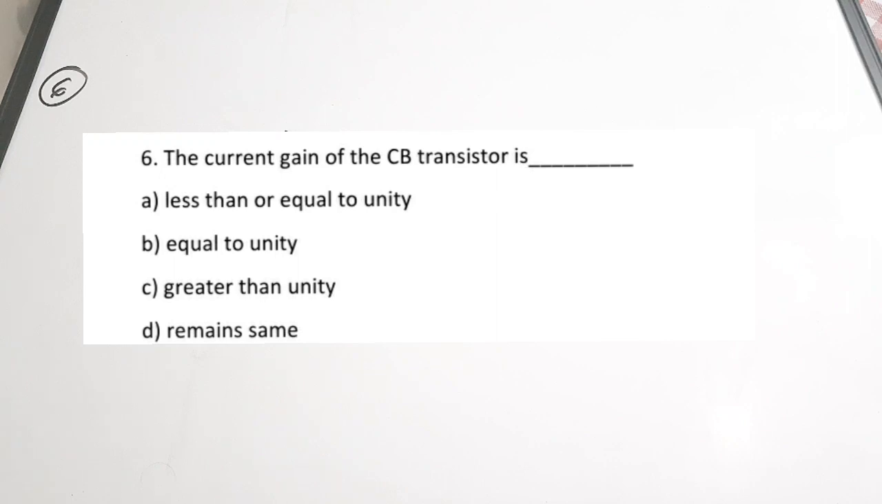The sixth question. The sixth question is, the current gain of the common base transistor is dash. So it is asking about the value of the common base current gain. A, less than or equal to unity. B, equal to unity. C, greater than unity. D, remains the same. Okay, so there is a formula revision video of transistors.